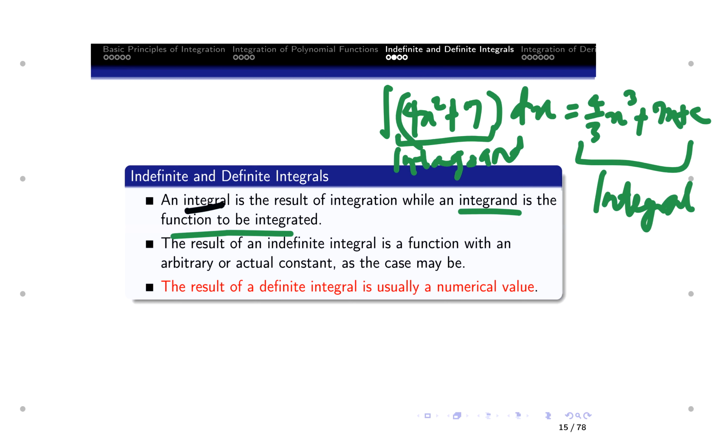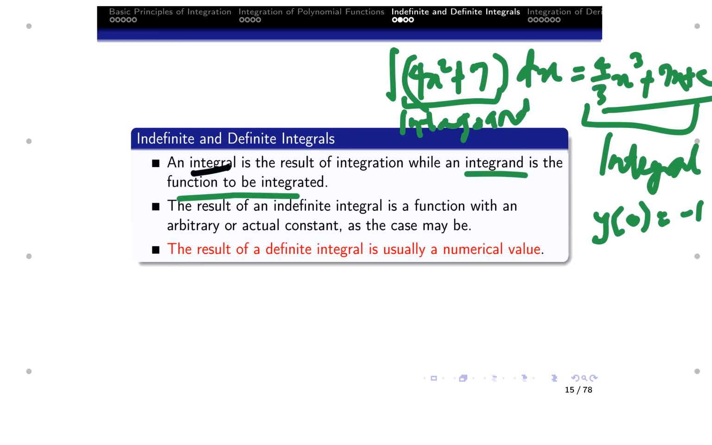Okay, so the result of an indefinite integral is a function with an arbitrary or actual constant, as the case may be. So if you end up having this expression with a c, or you even have extra information like, let's say, y of 0 equals -1, for instance, that can enable you to get your c. That integral is still indefinite. The result of a definite integral is usually a numerical value. So the only time your integral will be definite is when you integrate between an interval. We are going to see that very soon. Let me not go ahead of myself.